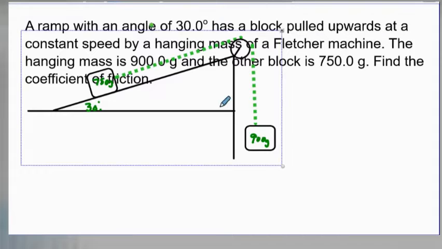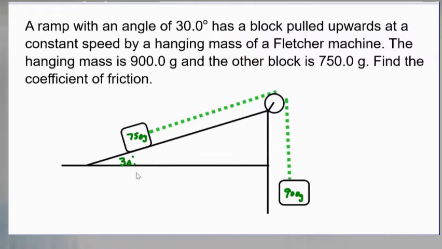So here we are. I've got my 30-degree angle. I've got my block of 750 grams being pulled upward with the green rope here. It's a weightless piece of rope. We have a weightless, frictionless pulley at the end here that just transfers the motion to this other 900-gram block. And what we need to do is figure out the coefficient of friction.